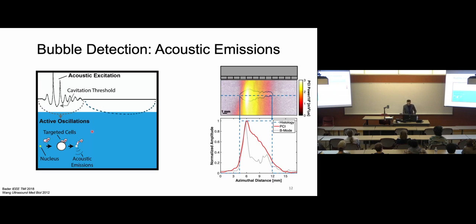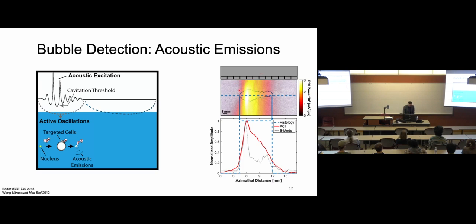You can do this with a conventional diagnostic probe. By detecting those emissions and then processing them in a very similar fashion to what you use for standard ultrasound imaging, you can form maps of not only the location of cavitation, but what the strength of the emissions is at that particular location.